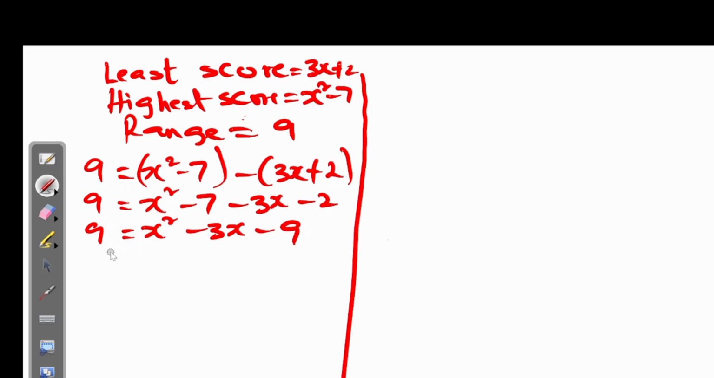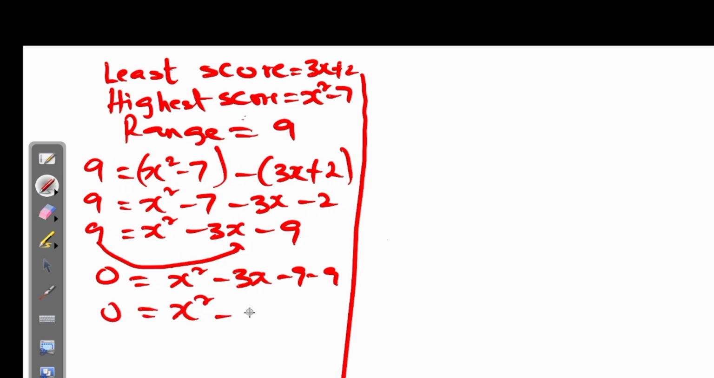Now moving this one to the other side, 0 is equal to x squared minus 3x minus 9 minus 9. So 0 is equal to x squared minus 3x minus 18. Now we are thinking about the factors of 18. First, write out the factors of 18. 1 and 18, 2 and 9, and 3 and 6. Now, can we add or subtract any of these two factors to get minus 3?